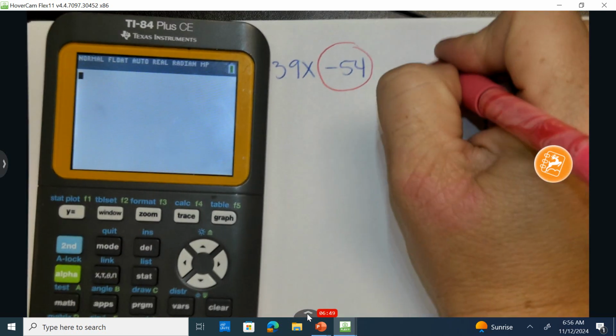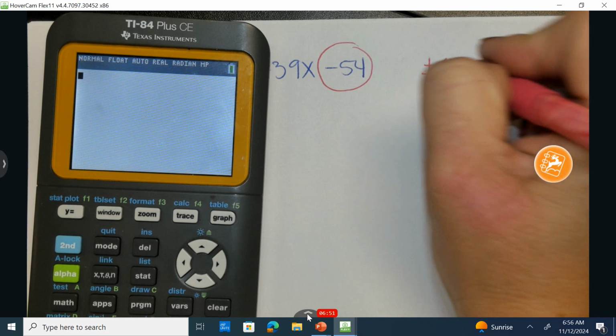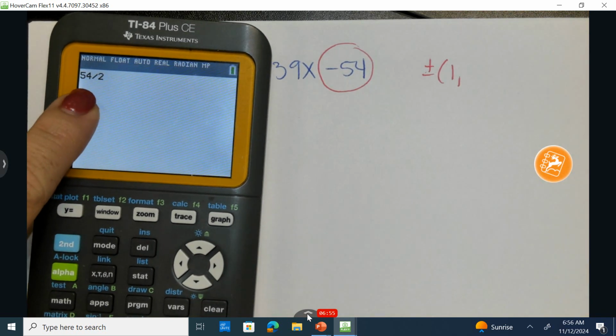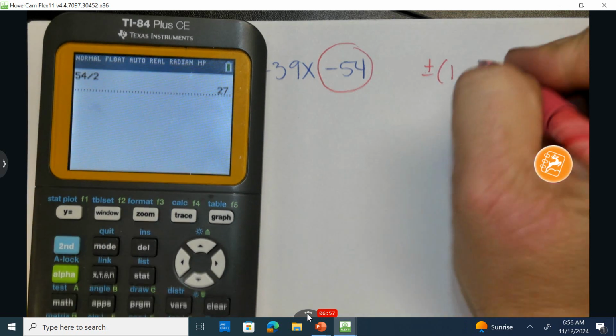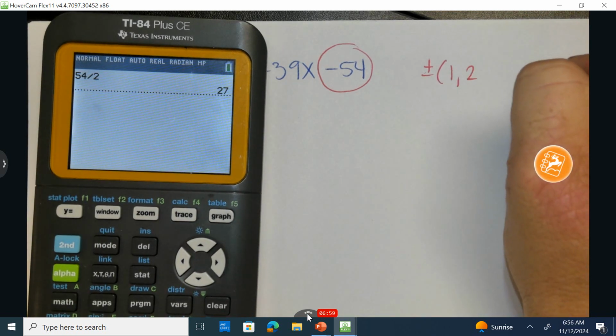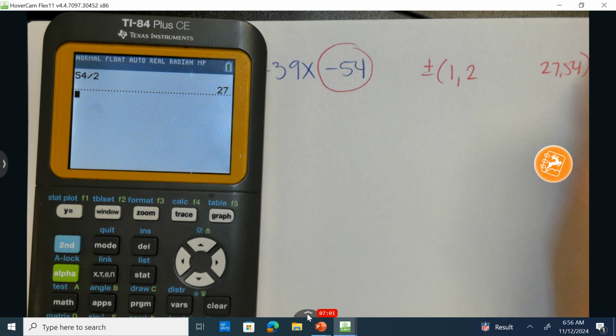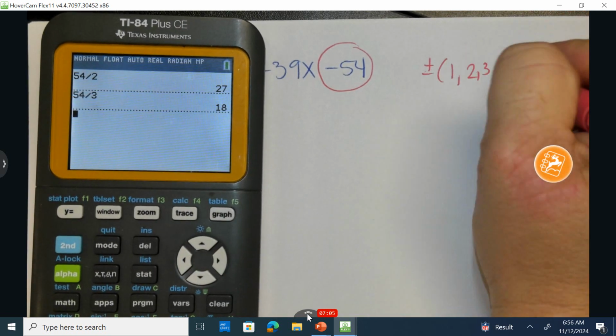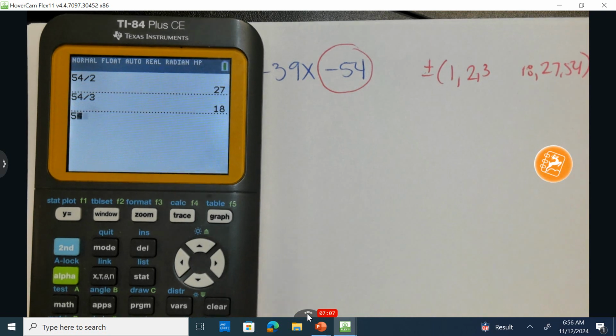So off the side here I have plus or minus 1. And if you're wondering how do I come up with these, you're going to divide. So 2 divides nicely into 54. So I know I'm going to have 2 and I'll also have 27. So 3 goes in, so I'll have 3, and I'll also have 18.